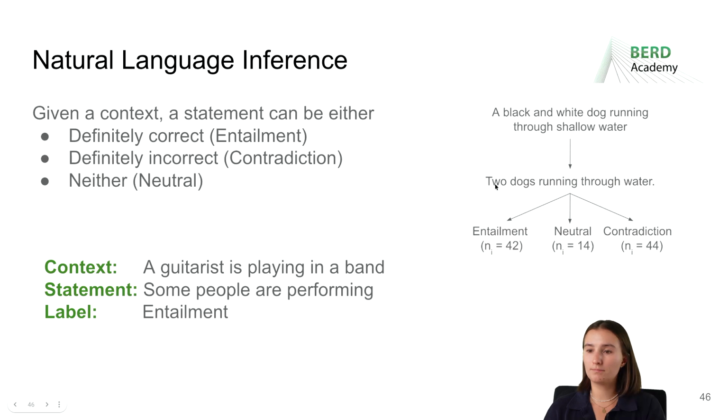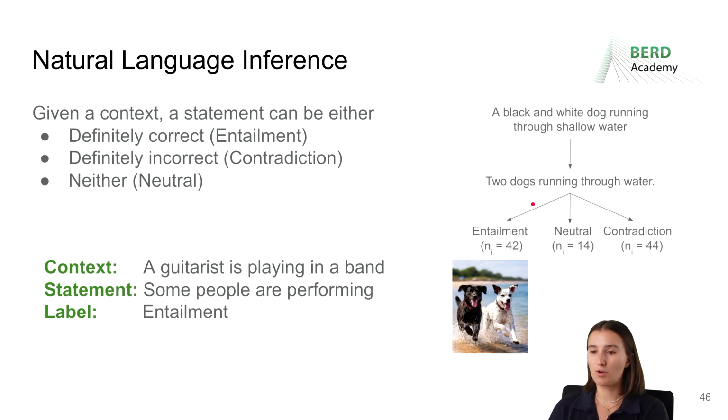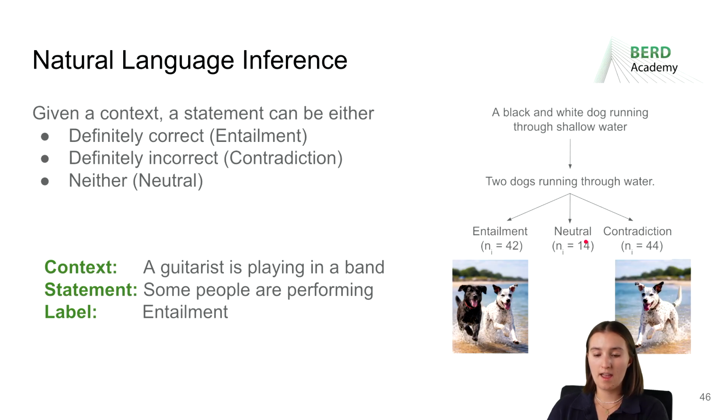For example, here, "a black and white dog running through shallow water." The statement then is "two dogs running through water." And if we look at the distribution of votes that we observe, we see that out of 100 people, 42 people think this sentence is correct, because they think there are just two dogs, one black dog and one white dog. 14 people think it's neutral, that you cannot really say what it is. And 44 people think it's wrong because it's a single dog that's both black and white.